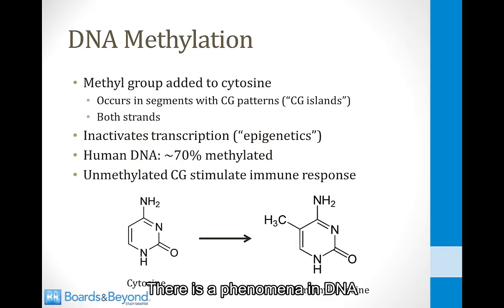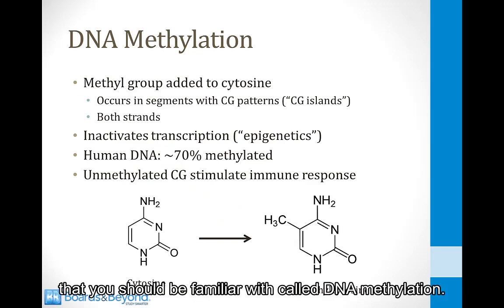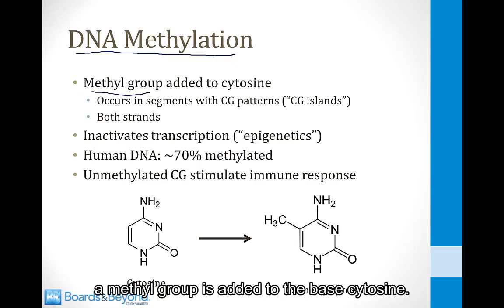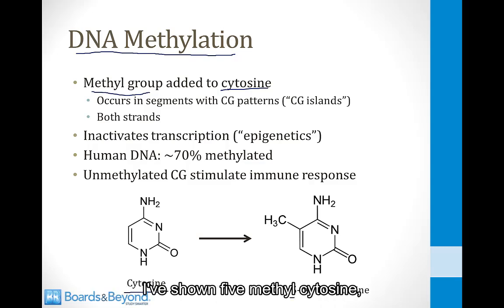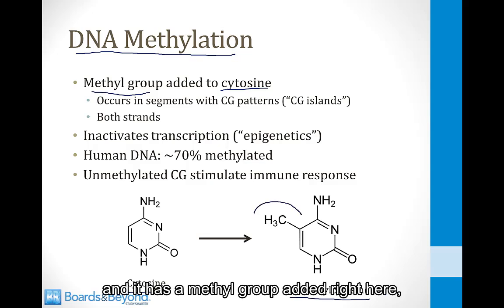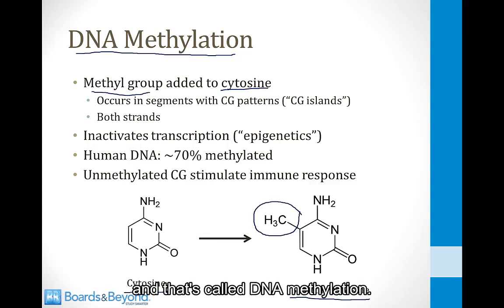There is a phenomenon in DNA that you should be familiar with called DNA methylation. When this occurs, a methyl group is added to the base cytosine. If you look at the bottom of the screen here, on the left side is the structure of the base cytosine. On the right side, I've shown 5-methylcytosine, and it has a methyl group added right here, and that's called DNA methylation. It's done to the cytosine base.